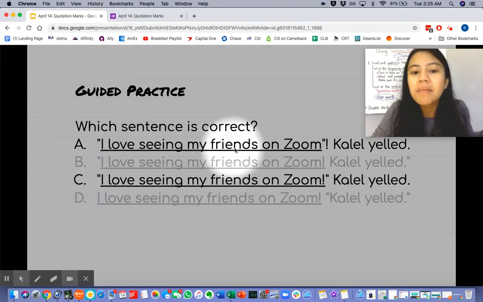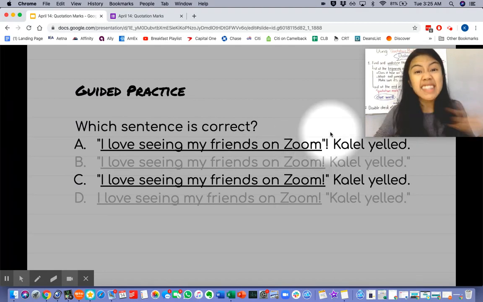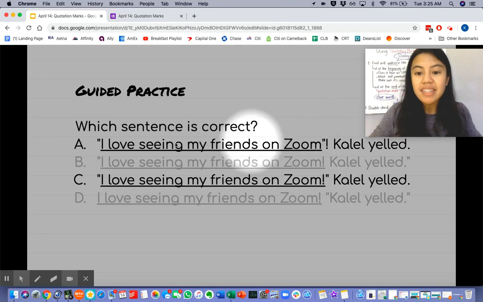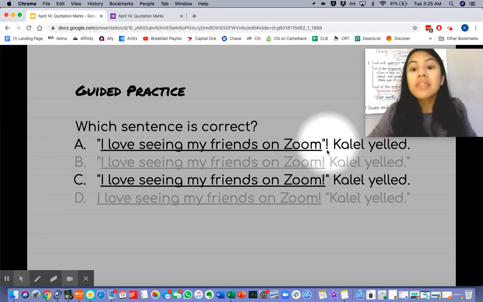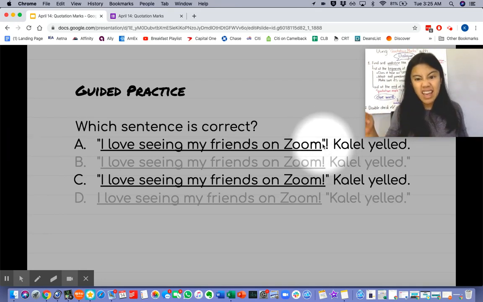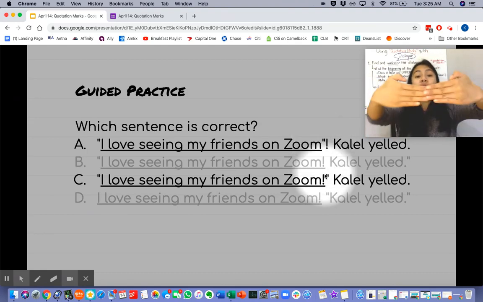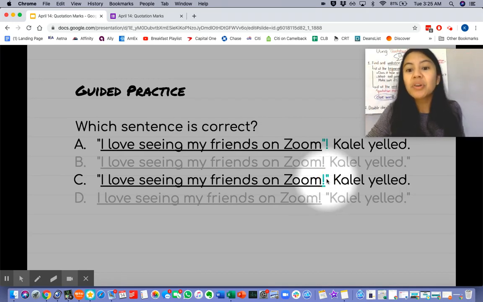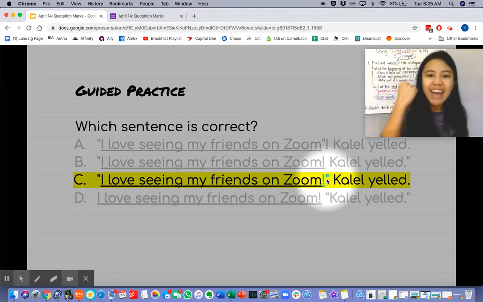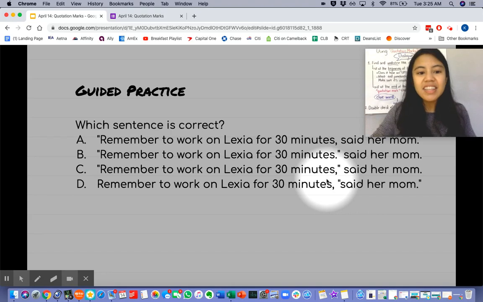"I love seeing my friends on Zoom!" Kalel yelled. Friends, this is where we got a little bit tricked. These are very close, but I noticed for letter A, the exclamation point is outside of the quotation marks. Remember that quotation marks need to go around the whole dialogue, including the end punctuation. So the correct answer here is letter C. Show me a yes if you got that yesterday. Good. Let's look at this question.